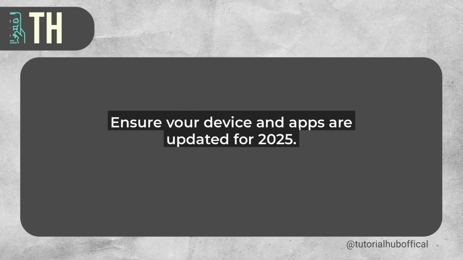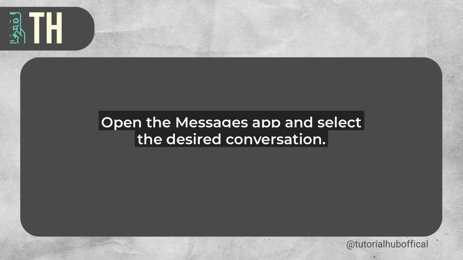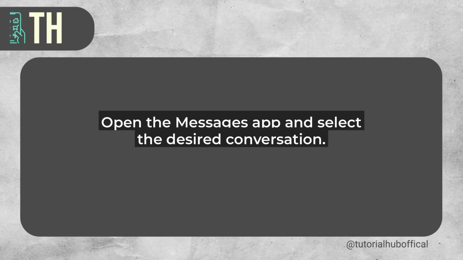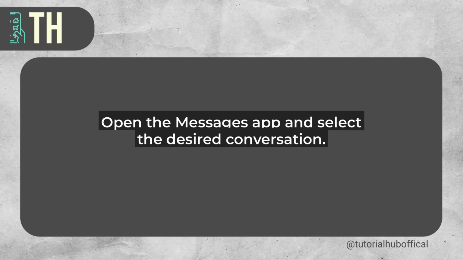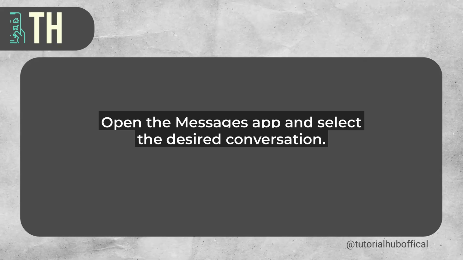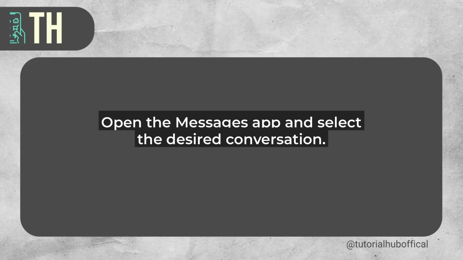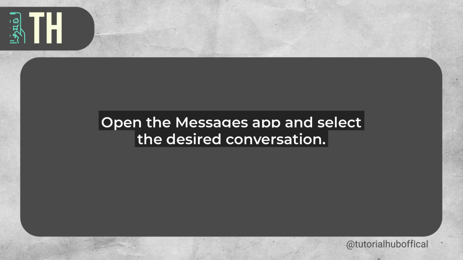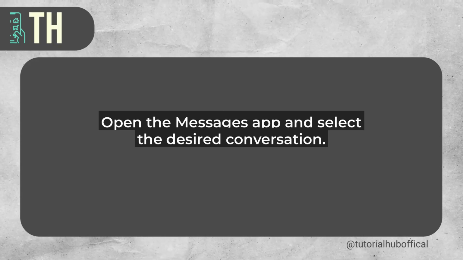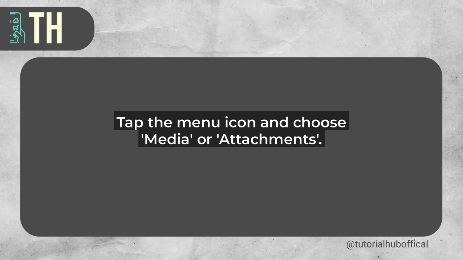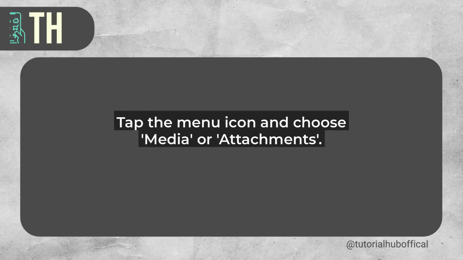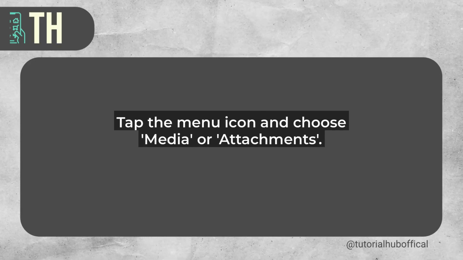Start by unlocking your phone and opening the Messages app. It's usually on your home screen or in your app drawer. Once you're in the app, navigate to the conversation that has the pictures you want to view. Tap on the chat thread and look for the menu icon. It's often 3 dots in the top right corner. From there, select Media or Attachments. This will open a dedicated gallery for that conversation, showing all the photos, videos, and files shared.